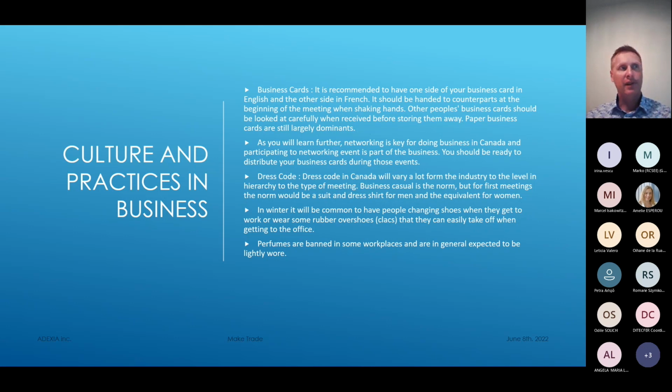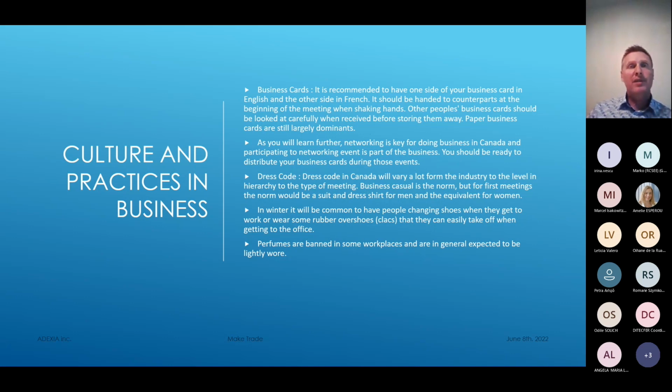So, culture and practices. First thing, the business card. Business cards are part of how to do business in Canada. Everybody has a business card. What is probably a little bit different is that typically a business card has two sides. One side is in English, one side is in French, and depending on who you're talking to, you will flip your card and give the right side to your contact, depending on whether they are French speaking or English speaking.